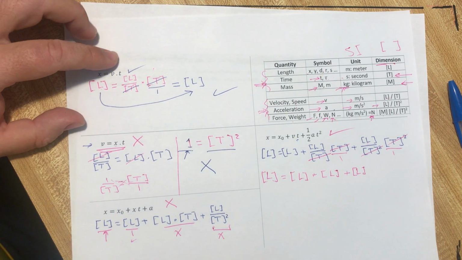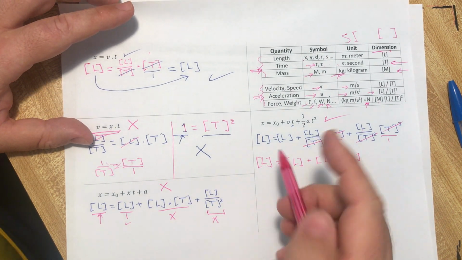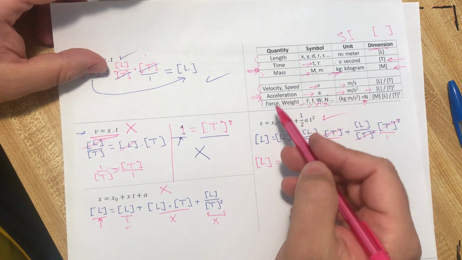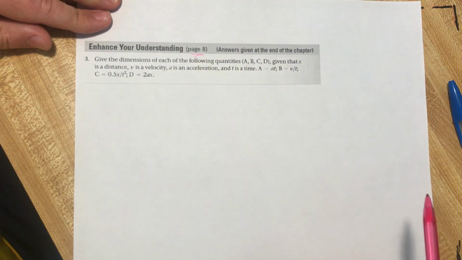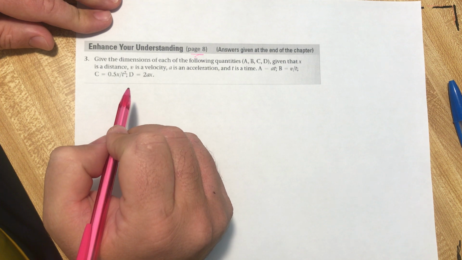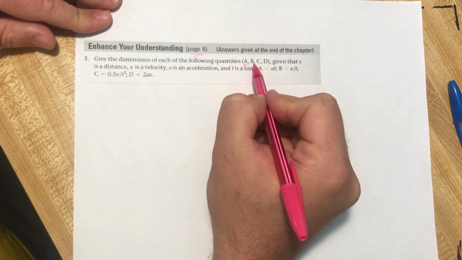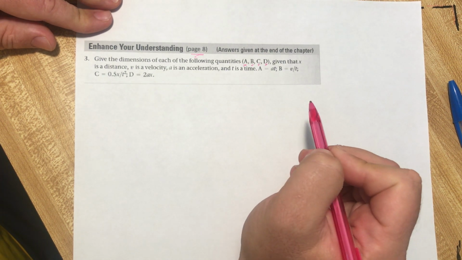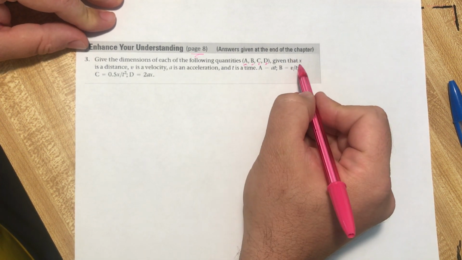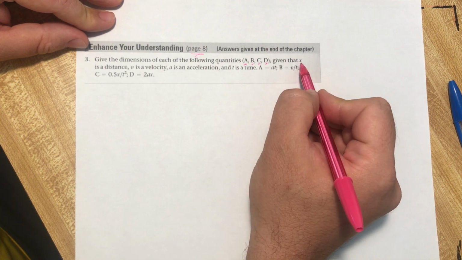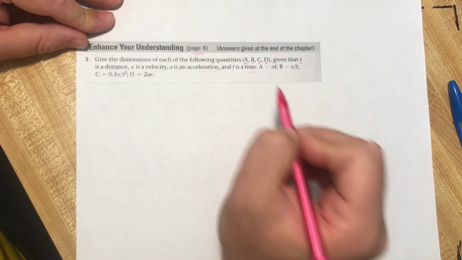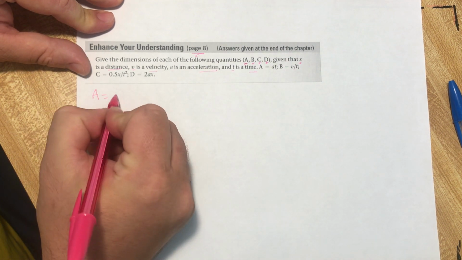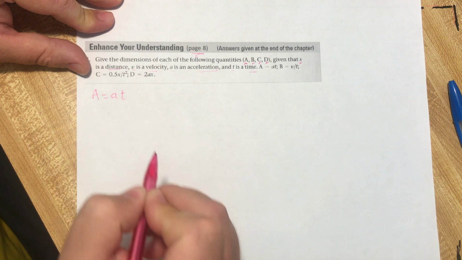You can pick any equation from the book and try this technique using dimensional analysis. I will use this example from the book, page number 8. It asks me about some dimensions for A, B, C, and D. The question tells me that X is a distance, V is velocity, A is acceleration, T is a time. I have 4 equations. A is equal to acceleration multiplied by time.